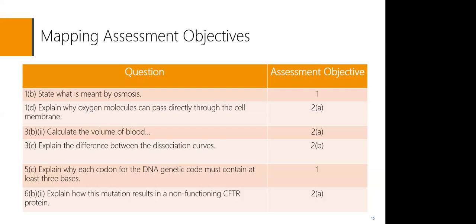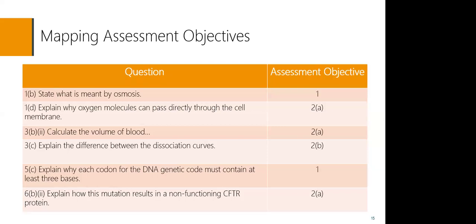Explain why oxygen molecules can pass directly through the cell membrane. That is 2A, because candidates should know the structure of the cell membrane, but they're being asked to apply this knowledge to explain why oxygen is able to pass through the membrane. Calculate the volume of blood is 2A. It's a calculation using data provided and is considered to be an application of knowledge, and therefore AO2A. Calculate questions will, in general, be AO2A.